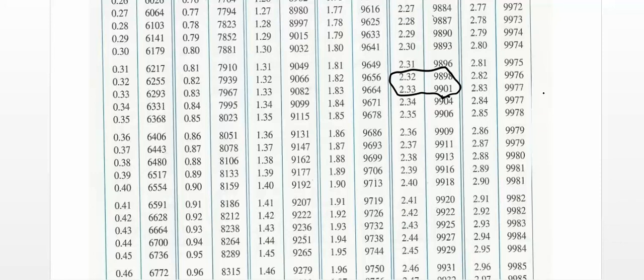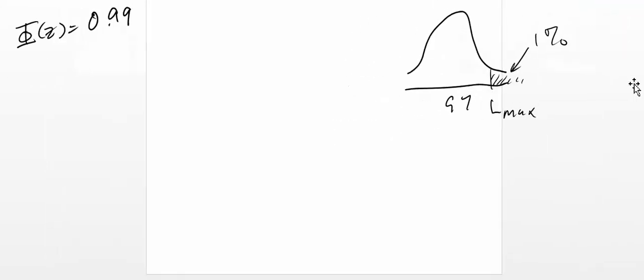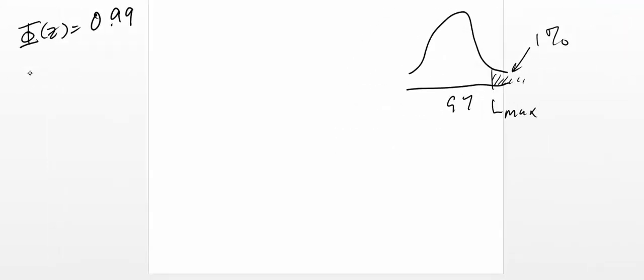If it were any more complicated, you wouldn't be able to do it by inspection, but we can see that the z that we want is equal to 2.3267. That's the z we want, so we'll go back to our problem and continue with that.